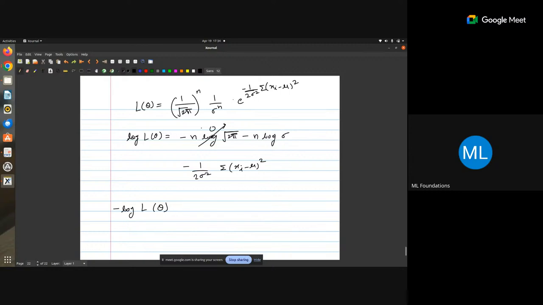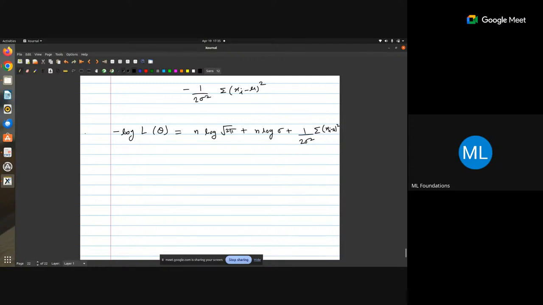Basically, after differentiation it will become zero. I made a mistake here. But after the differentiation, because there is no sigma term there, you can neglect it here itself. I'm sorry, I just directly did that. But that's fine. So negative of this would be n log of root 2 pi plus n log of sigma plus 1 upon 2 sigma square summation of xi minus mu to the whole square.